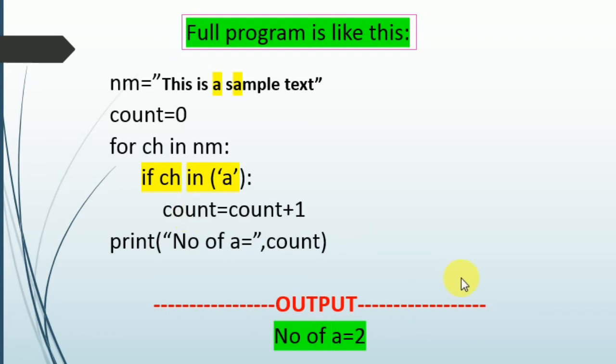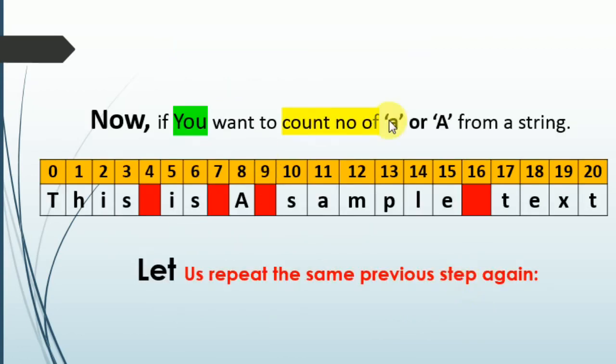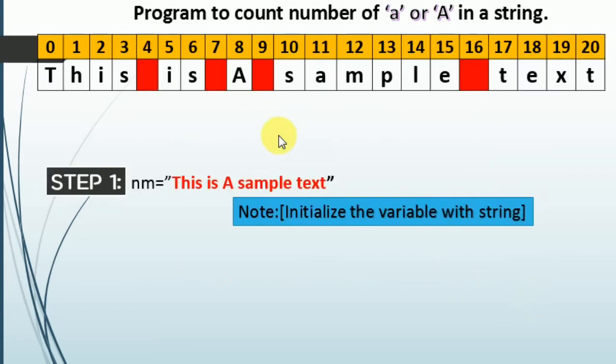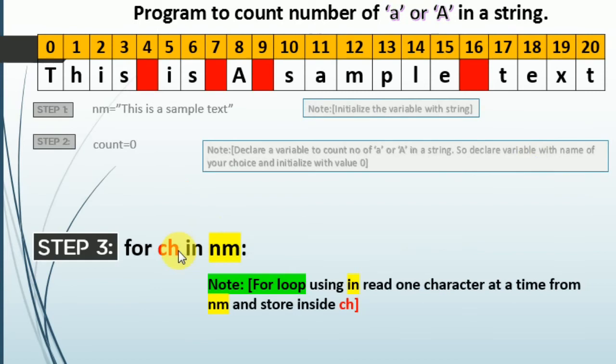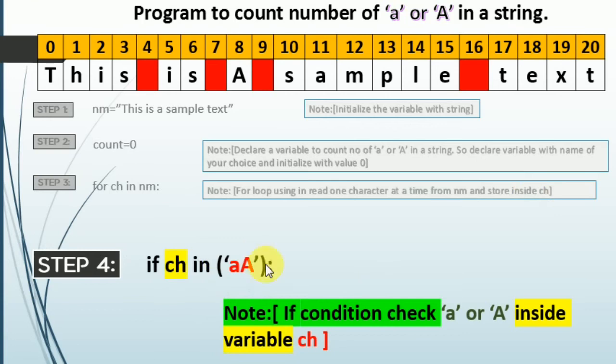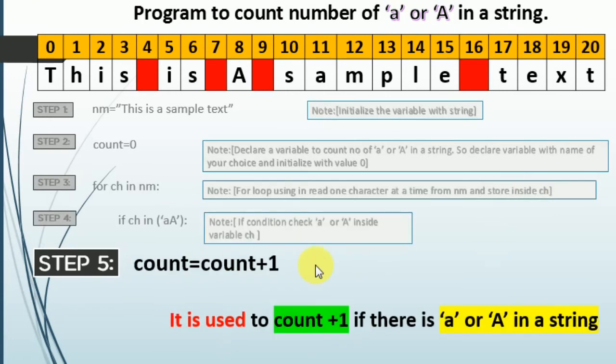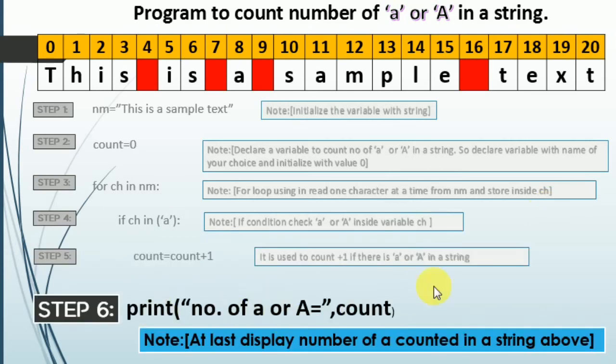Now if you move to the next part, the question is to count a and A. We have already done that. I'm showing you the same steps again. Step 1, the same sample. Step 2, counting. Then step 3, for ch in nm, ch is going to store all the characters, reading a single character at a time. Then the condition: ch is a or A, and then next is the counter, count equals to count plus 1, and then the last line is print the number of a's. So this is the method that you are going to follow.